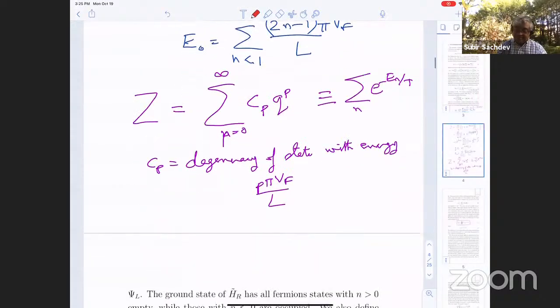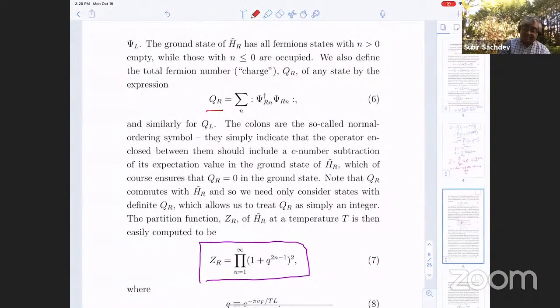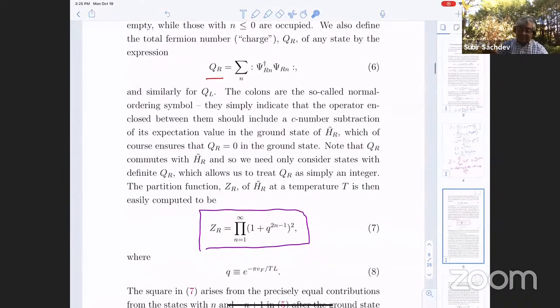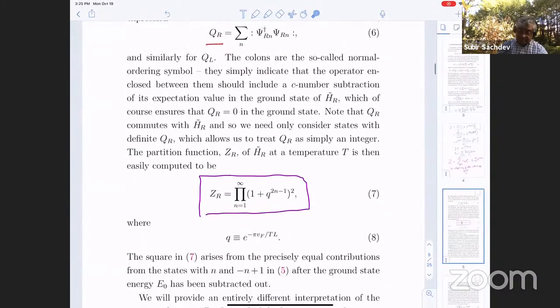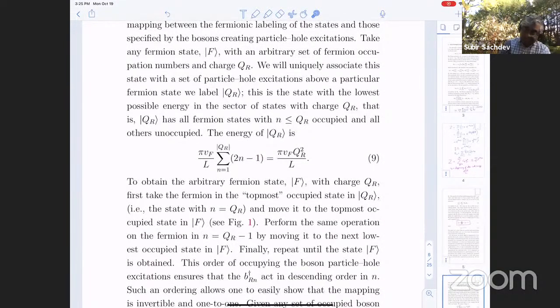All right. So we define this operator Q sub R, which is the total fermionic charge. And it has integer eigenvalues. It could be negative or positive. And what is the ground state? Assuming the ground state has charge zero, what is the energy of the smallest energy state with charge Q? Okay, well, you just occupy, so you can see that here, you just occupy states if you're going to add some particles with a state with energy Q.